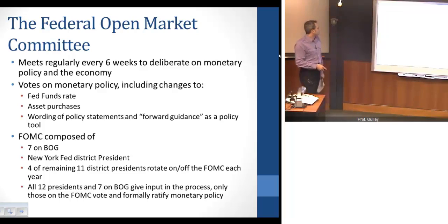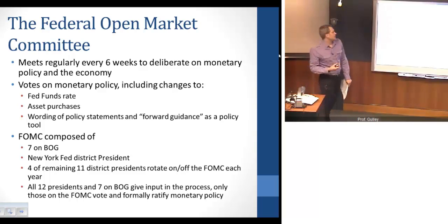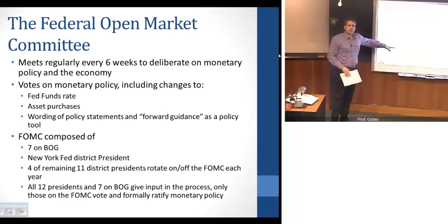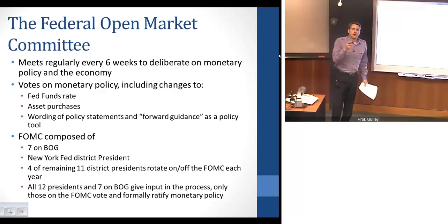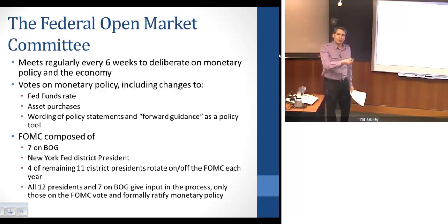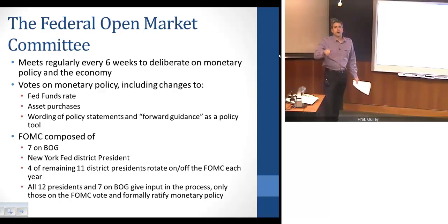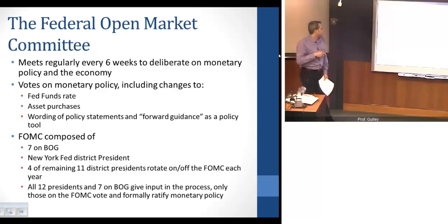And so in the bigger scheme of things, the FOMC, the Federal Open Market Committee, is composed of the 7 people who are on the Board of Governors, okay? The New York Fed district president always gets a seat at the FOMC. And then of the remaining 12 district banks, that's 11 of those, right? There's 12 total. So the remaining 11 district banks, you have 4 people who rotate in and out through the FOMC. All 12 presidents plus 7 on the board get to sit in on the meetings and give input into the monetary policy process. Only the FOMC, which are the 7 on the board plus the 5 selected from the district banks, get to actually vote and ratify the monetary policy.